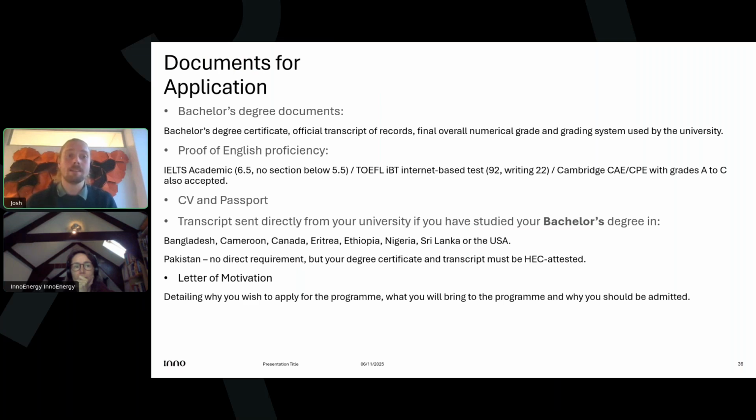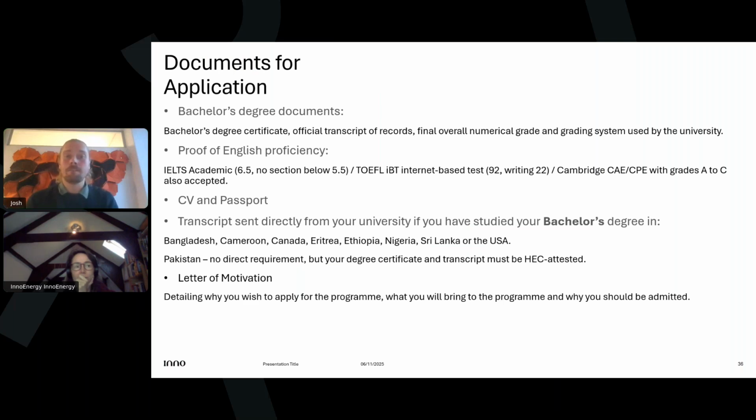So what we mean by that is the bachelor's degree certificate, together with the official transcript of records, your final overall numerical grade, and the grading system used by the university, where we can see the minimum passing grade and the maximum attainable grade. If these documents are not produced directly by your university in English, then we do need to see a translation. There are many universities all around the world at the moment that are providing documents in English. So if you haven't got documents in English, do contact your university and ask them if they can provide you with something in English. If that's not possible, then please get them translated and provide the translations together with the originals when you apply.